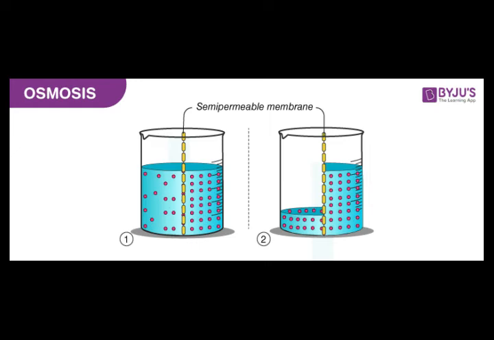In diffusion, both solutions were in direct contact, whereas in osmosis, there is a semi-permeable membrane. So we can say that osmosis is the movement of water molecules from the region of higher concentration to the region of lower concentration, but through a semi-permeable membrane that it has to cross. In other words, it is the movement of water molecules from a diluted solution to a concentrated solution across a semi-permeable membrane.